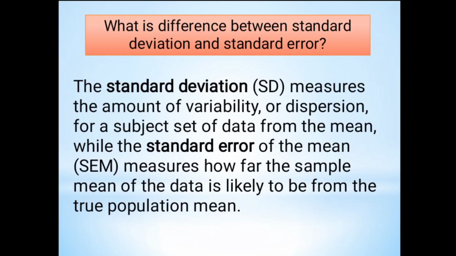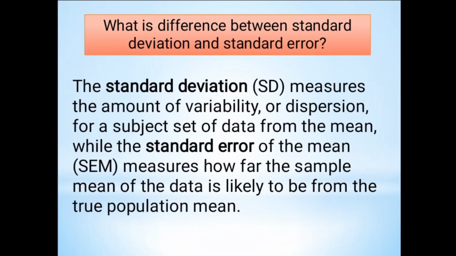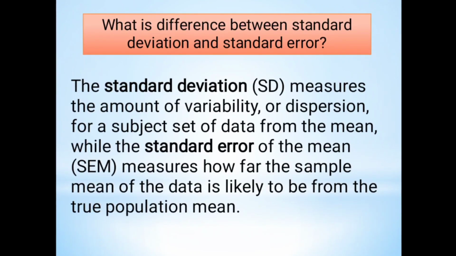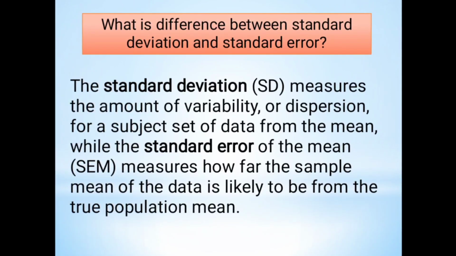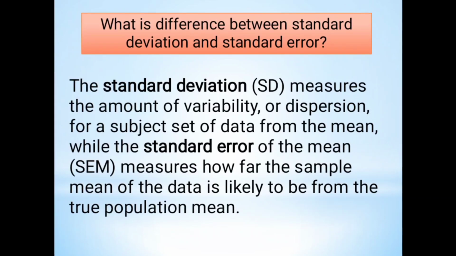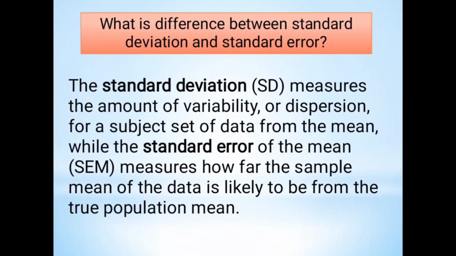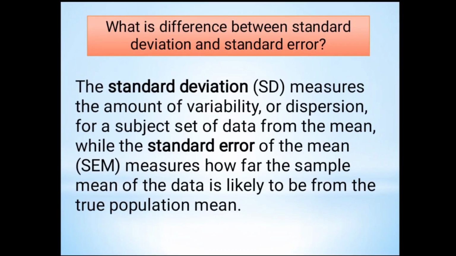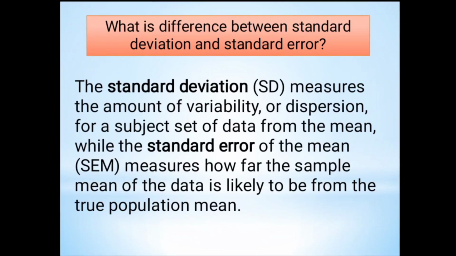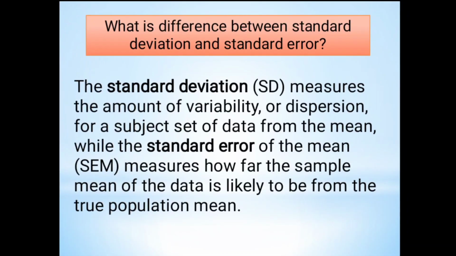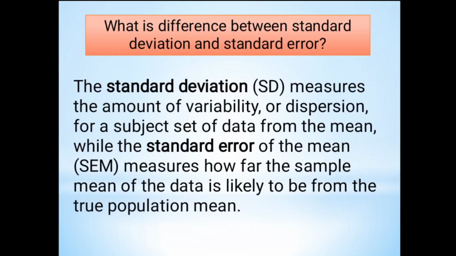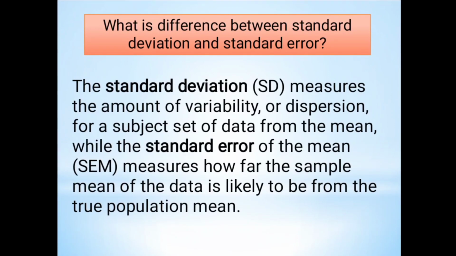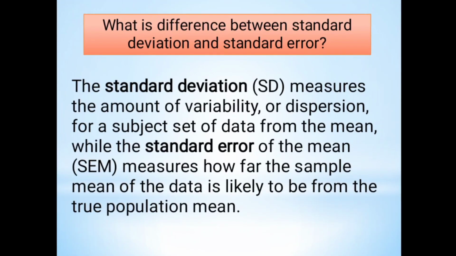On the other hand, when we say standard error, we talk about the sample mean. It measures the variability or dispersion of the sample mean from the true population mean: how far or how near the sample means are from the population mean. Again, standard deviation talks about the raw scores, while standard error is about the sample mean, the amount of variability of the sample mean.